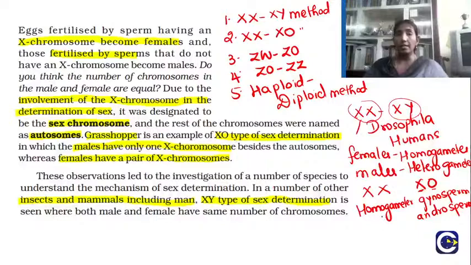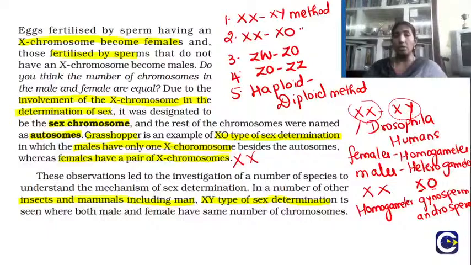So grasshopper, as I said, is an X0 type of sex determination, where the males have only one X chromosome, that is, they have X and not type. So we say they produce androsperm or gymnosperm besides the autosome. But here the females will have two X chromosomes.